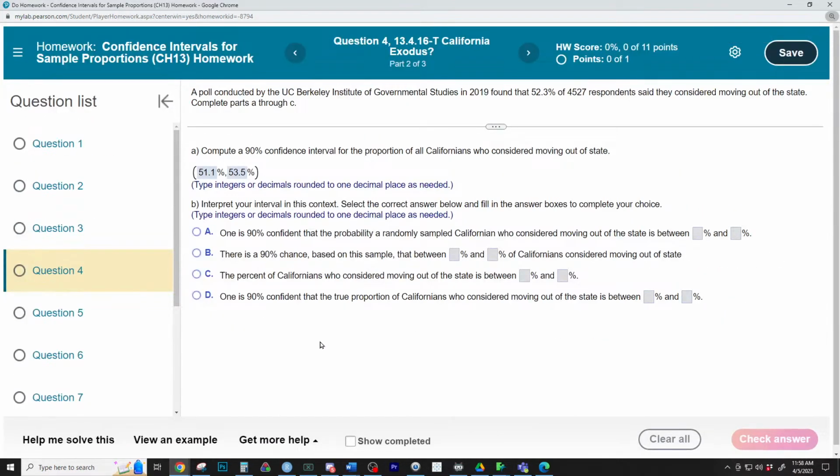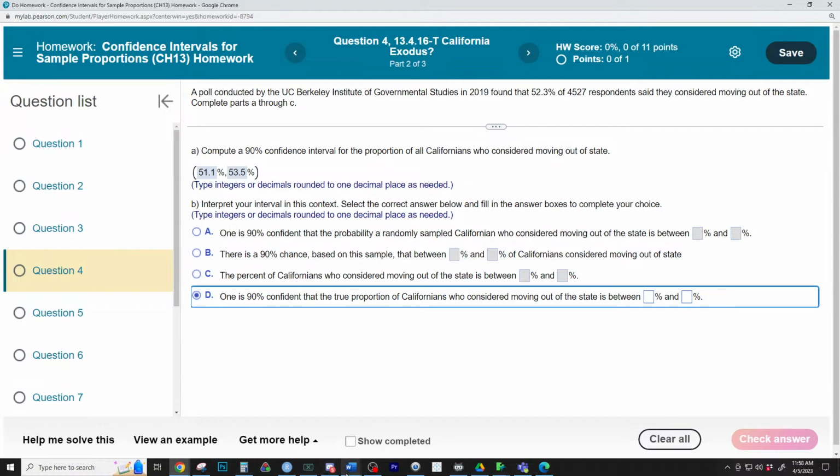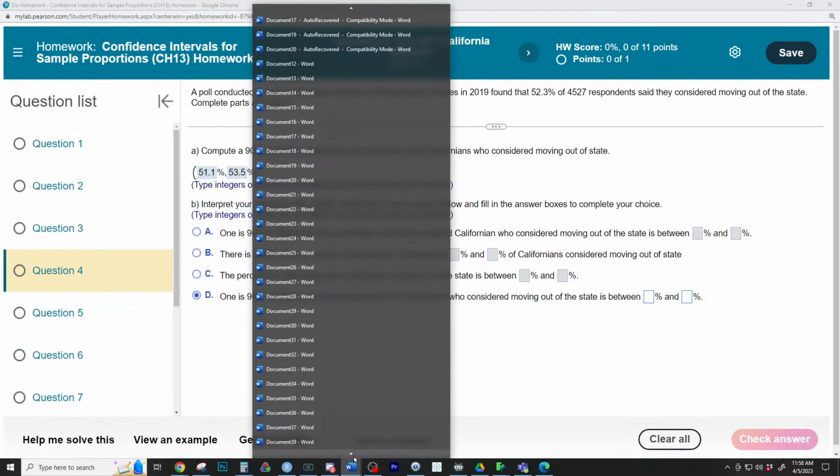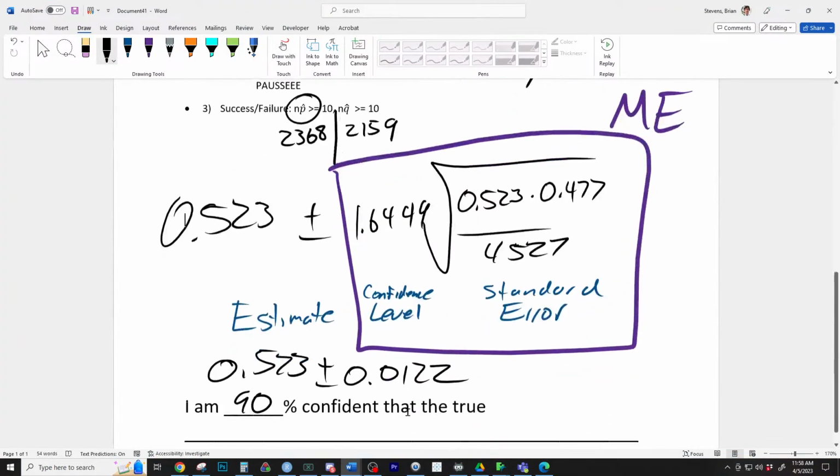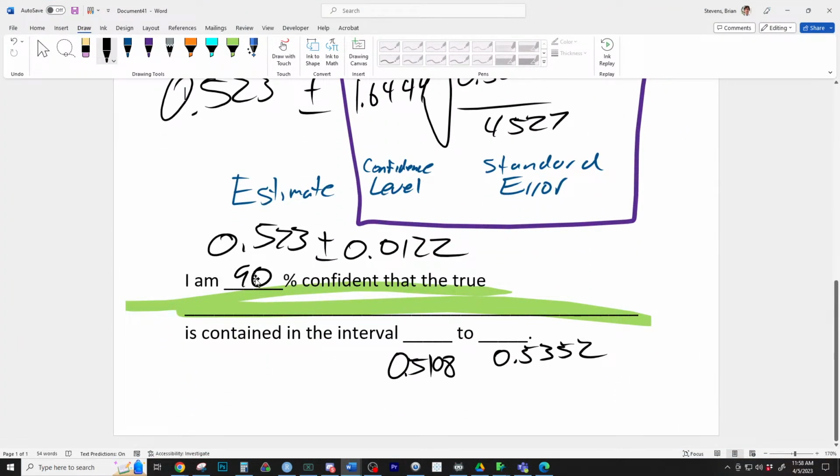And now we get to their interpretations. I like to say I am blank percent confident. And they'll say one is 90% confident that the true proportion of Californians who consider moving out of state. I want you to understand the similarities between what we wrote and what they wrote. You don't want to just click on their answers. You want to write your own sentence right here. I am 90% confident that the true proportion of people who plan to move out of California is contained in the interval blank to blank.